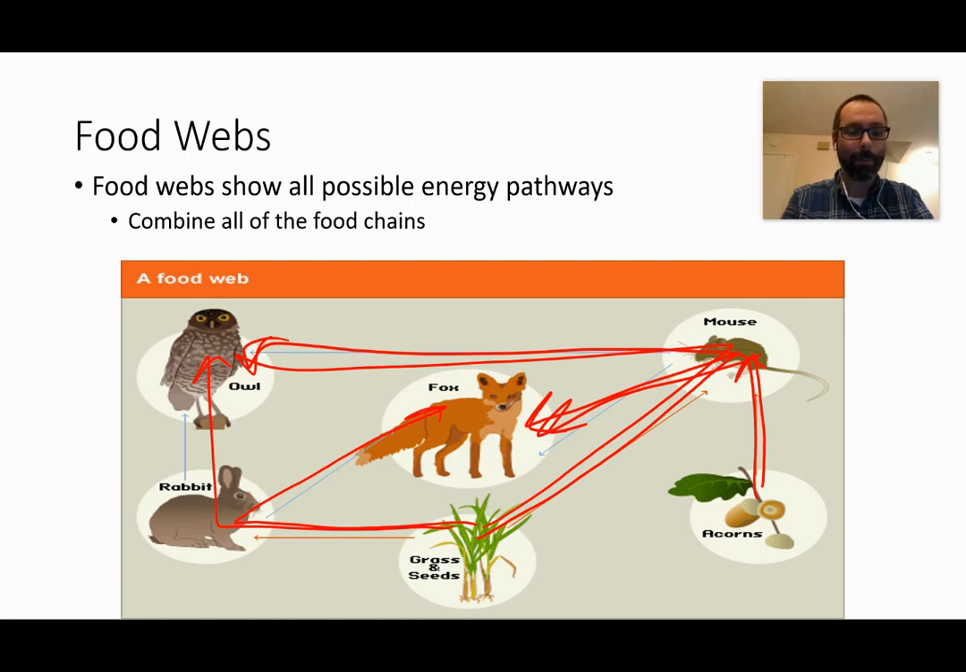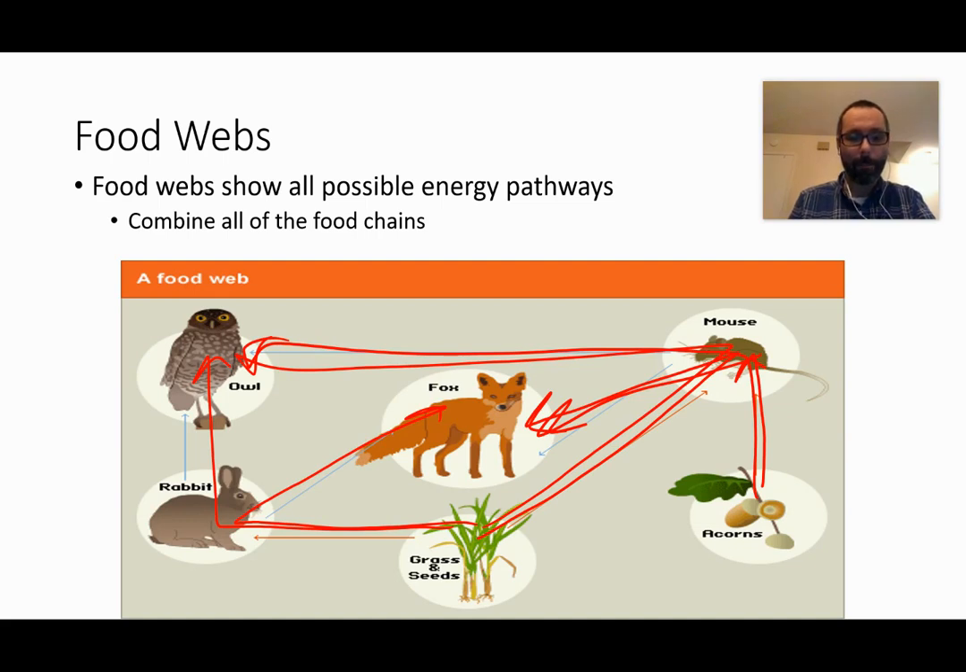And again, the more animals you add, the more and more complicated and larger that number will get, because there's all these different ways for the energy to move, which of course is more realistic. And we're working our way towards even more realistic food webs soon.